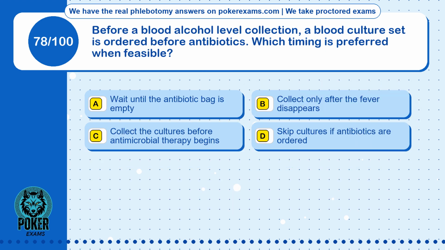Question 78. Before a blood alcohol level collection, a blood culture set is ordered before antibiotics. Which timing is preferred when feasible? Option A. Wait until the antibiotic bag is empty. Option B. Collect only after the fever disappears. Option C. Collect the cultures before antimicrobial therapy begins. Option D. Skip cultures if antibiotics are ordered.